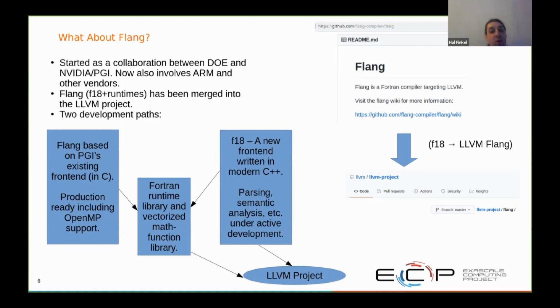There is also the part of Flang that we called F18 before it was merged into the LLVM project. This is a new front end. It is written in modern C++. It's under active development. And this is the version of Flang which is in LLVM and will become the LLVM project's official Fortran front end.